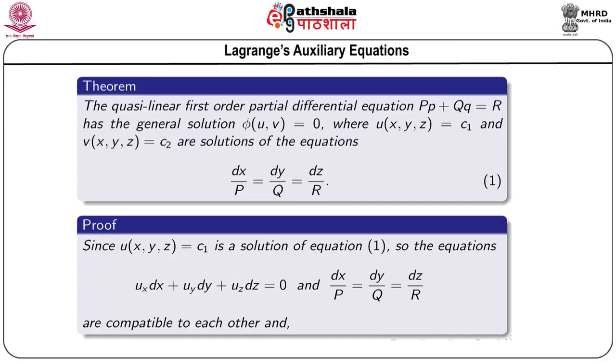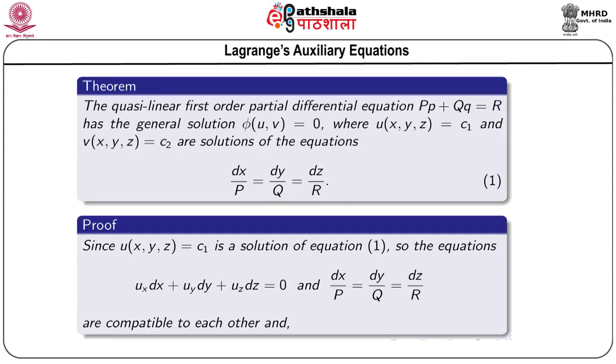So, in this theorem we can see that the solution of the quasi-linear equation Pp plus Qq equals R is involved with the solution of the simultaneous equation which is given in equation 1. Now, we shall first prove this theorem. Then we shall apply this theorem to solve some mathematical problems.